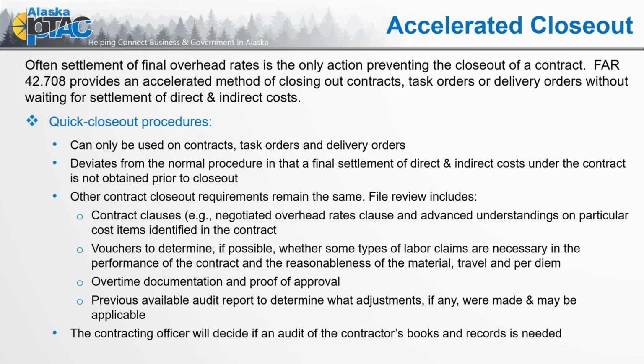So just real quick, the quick closeout procedures can only be used in contracts, so it's not geared towards purchase orders. And to put it briefly, a purchase order is usually meant to be a 1-year contract activity, or it might be a commercial buy, considered a purchase order versus a contract. So again, quick closeouts can only be used on contracts, task orders, or delivery orders. It deviates from the normal procedure, as in a nutshell, it's wanting to go through and finalize those final costs, negotiate them, find a practice that both the contracting officer accepts and the contractor accepts, and then apply that. So the contracting officer will decide if an audit of the contractor's books or records is needed.